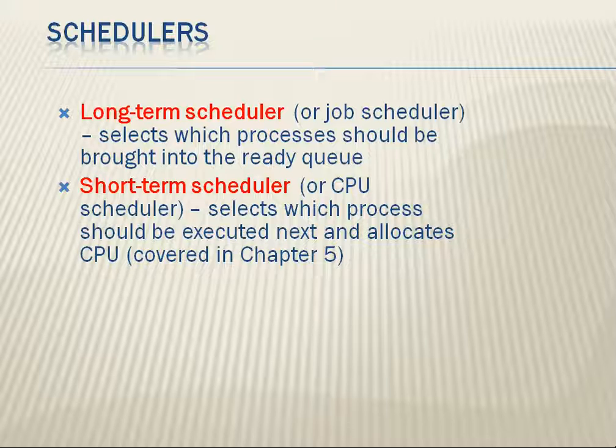The short-term scheduler, also known as the CPU scheduler, decides which among the processes should be executed next and allocates the CPU. Now we will deal with these in chapter number 5 in detail. But for now, just consider that there are two schedulers. The job of the long-term scheduler is to decide which processes are loaded into the ready queue, and the short-term scheduler helps in deciding which process to execute next.